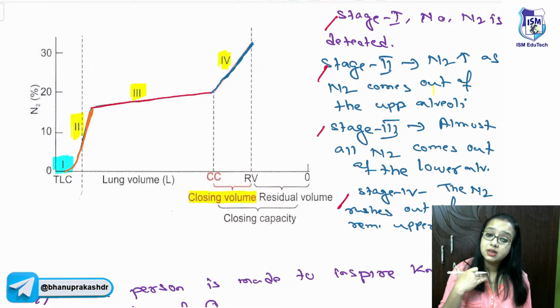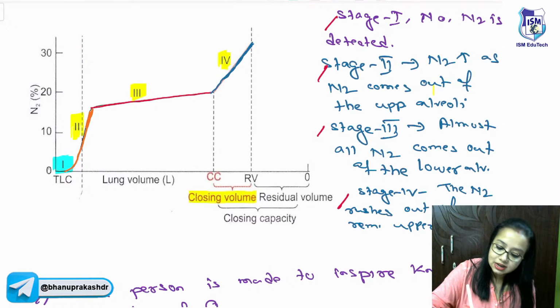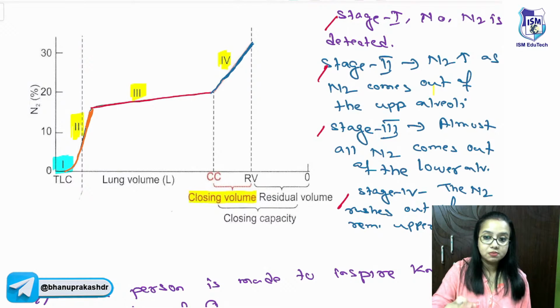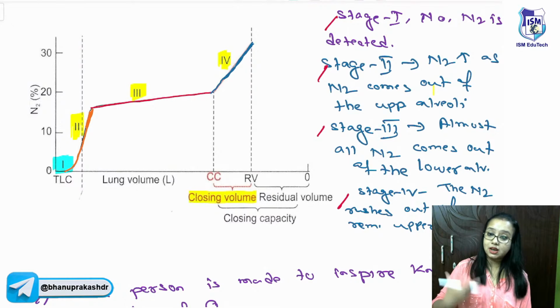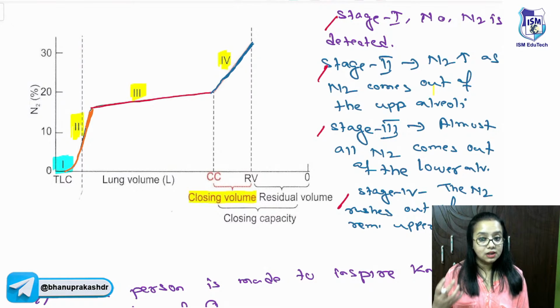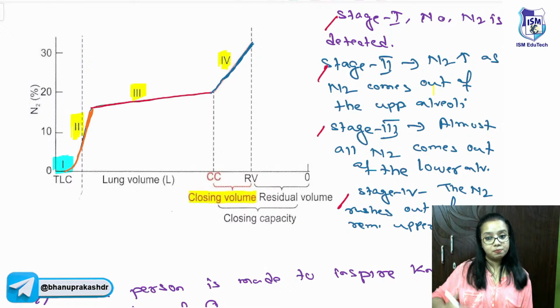Now, when the person is made to continue expiration forcefully by squeezing the expiratory muscles, abdomen and all, then what we see in the second stage is a steady climb in the nitrogen percentage. That means nitrogen has started coming out from the respiratory zone. When nitrogen starts coming out from the respiratory zone, it first comes from the upper alveoli. Upper alveoli here means the alveoli in the upper region of the dependent area. Dependent area means the area on which the gravitational force has maximum pull. So first the upper alveoli of the dependent area, then the lower alveoli of the dependent area.